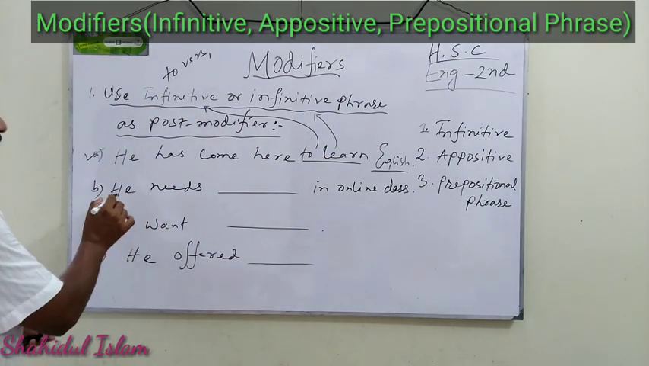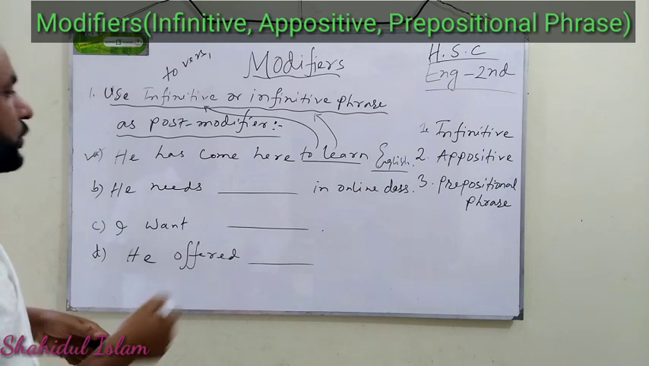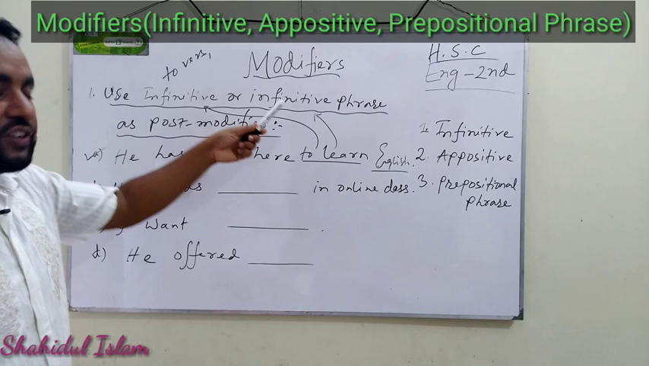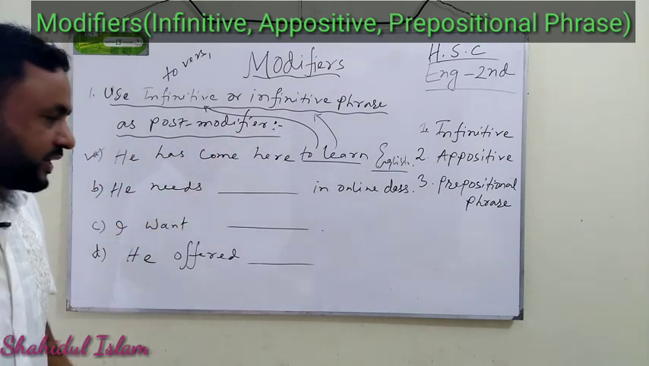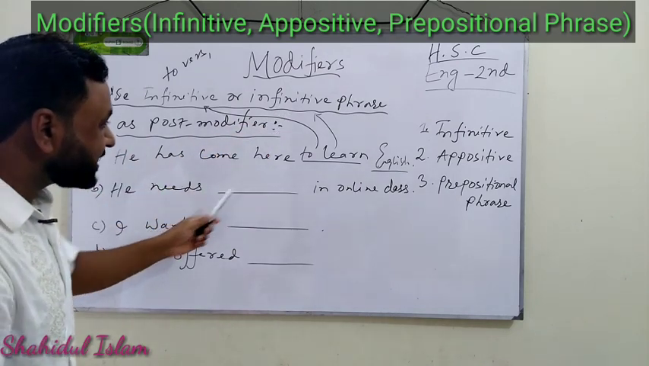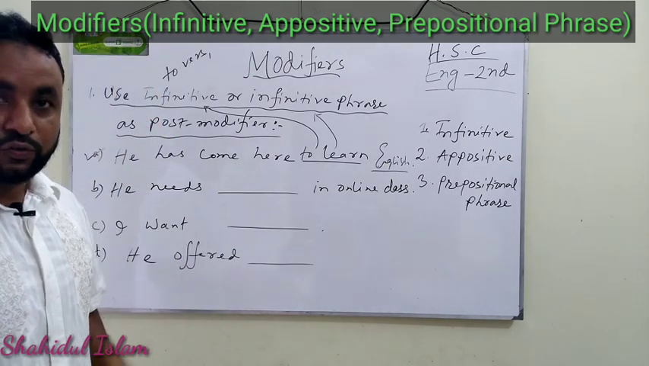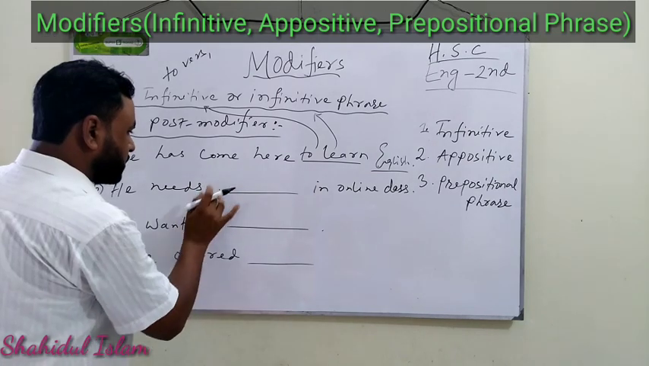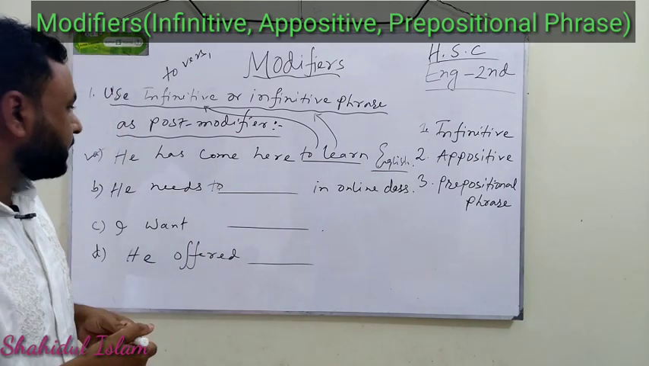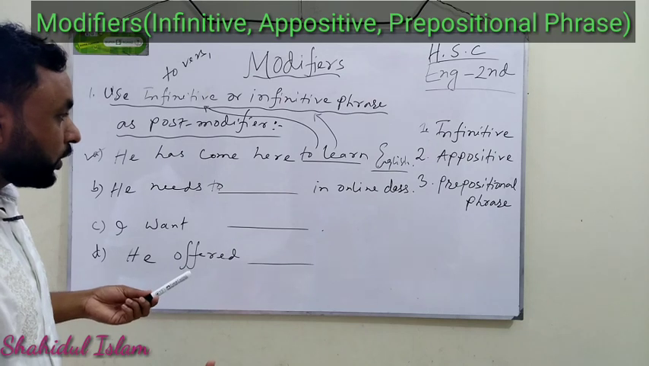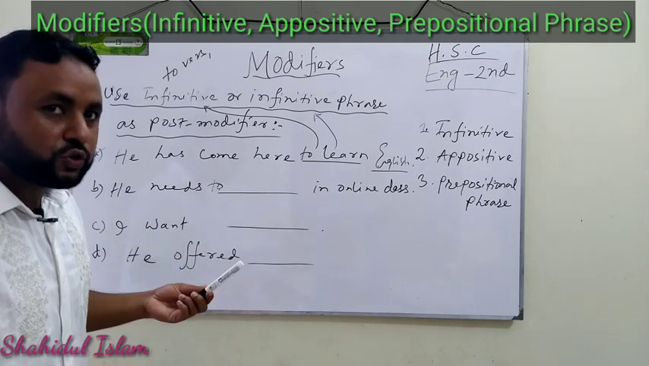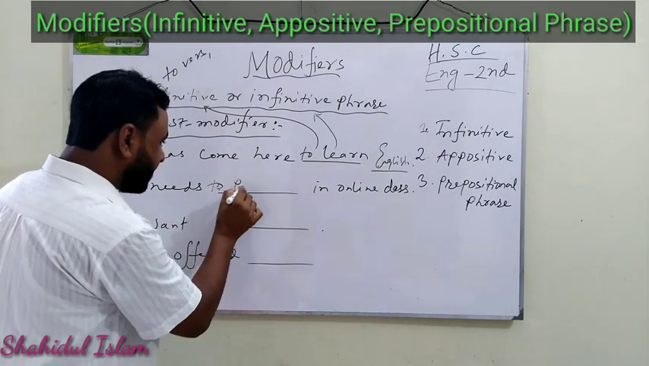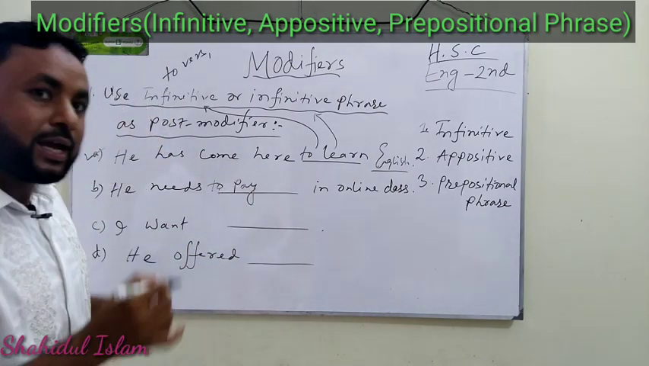Number B: He needs, and it will be told in your question paper to use an infinitive or infinitive phrase as a post-modifier. So, he needs dash in online class. Of course you will use to here. If I use do, it will not be correct here. Also, he needs to pay attention.